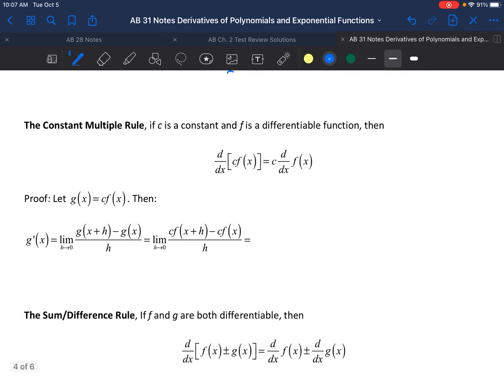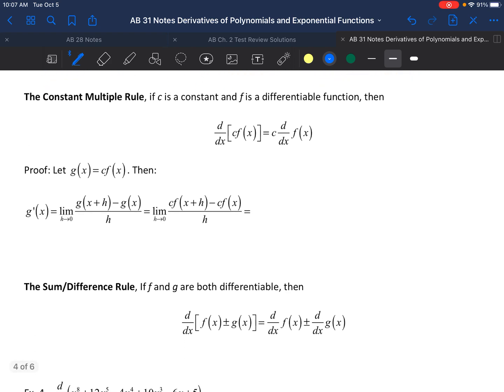A few more rules. Constant multiple rule. If we're taking some function and multiplying by a constant, like 3x squared, if we have some differentiable function, then the derivative of that constant multiple is the constant multiple of the derivative. In a way, we can factor it out or just multiply it.